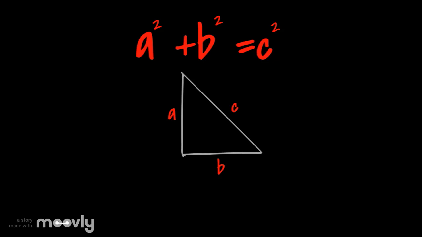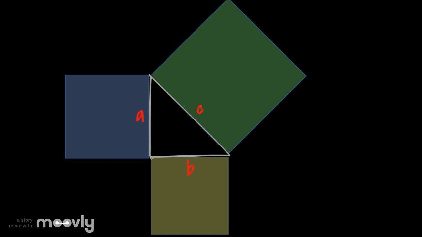The Pythagorean theorem most simply states that in relation to right triangles, a squared plus b squared equals c squared, where a and b are the legs and c is the hypotenuse. Often it's easier to visualize this theorem rather than just talk about the equation. And so what we've got here is a squared in blue, b squared in yellow, and c squared in green. And when you add the yellow and the blue ones together, you're going to get the same area as there is in the green square.